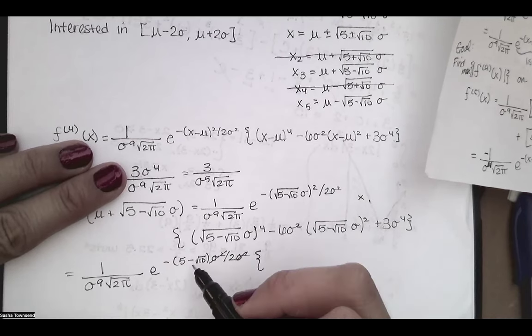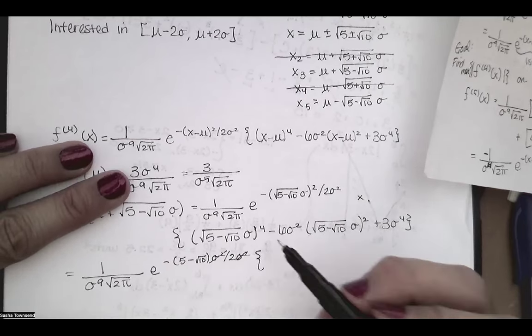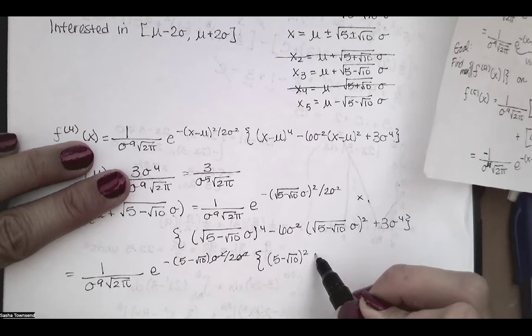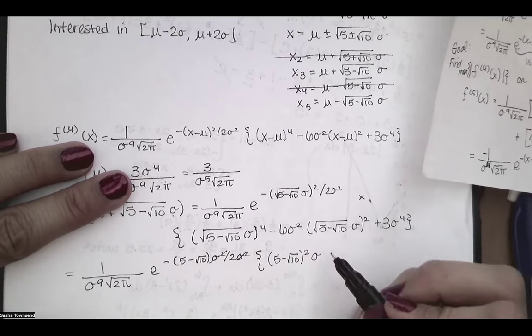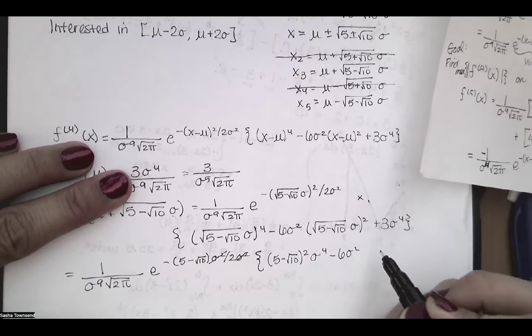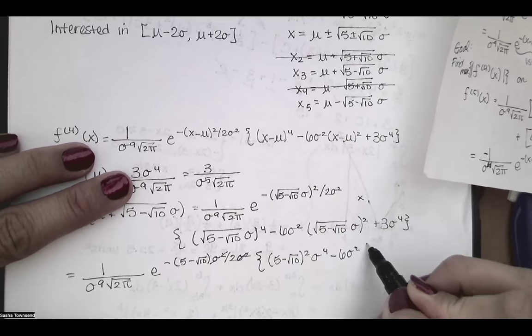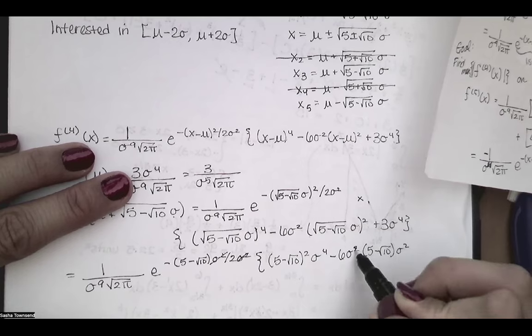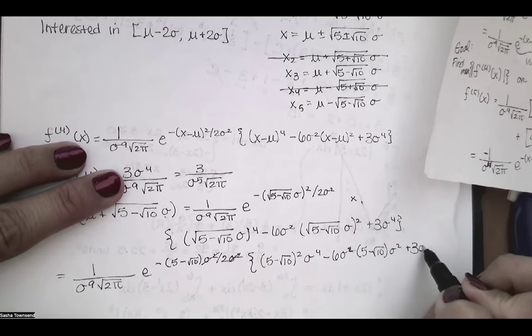when I square that, I'm going to get that 5 minus square root of 10, but then I'm going to square it again, because I'm raising it to the 4th power. And then I have sigma to the 4th minus 6 sigma squared times, when I square that, I have 5 minus the square root of 10 times sigma squared plus 3 times sigma to the 4th.